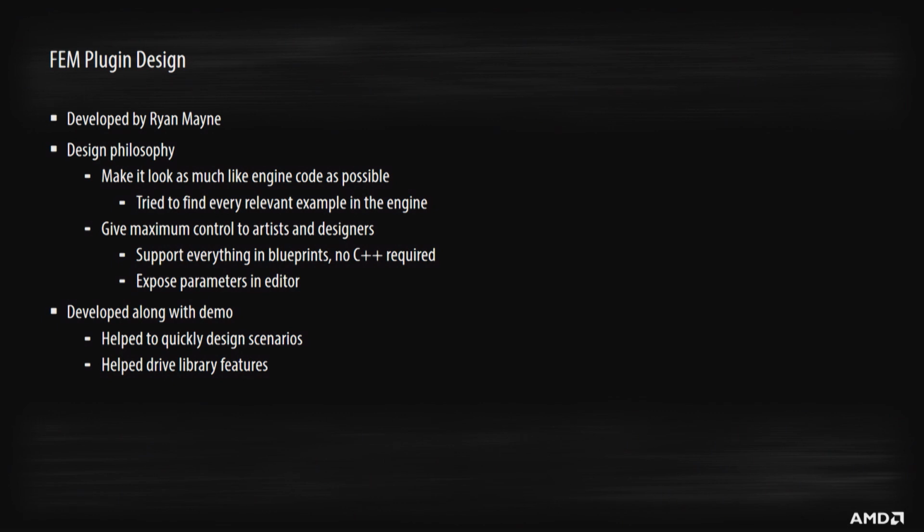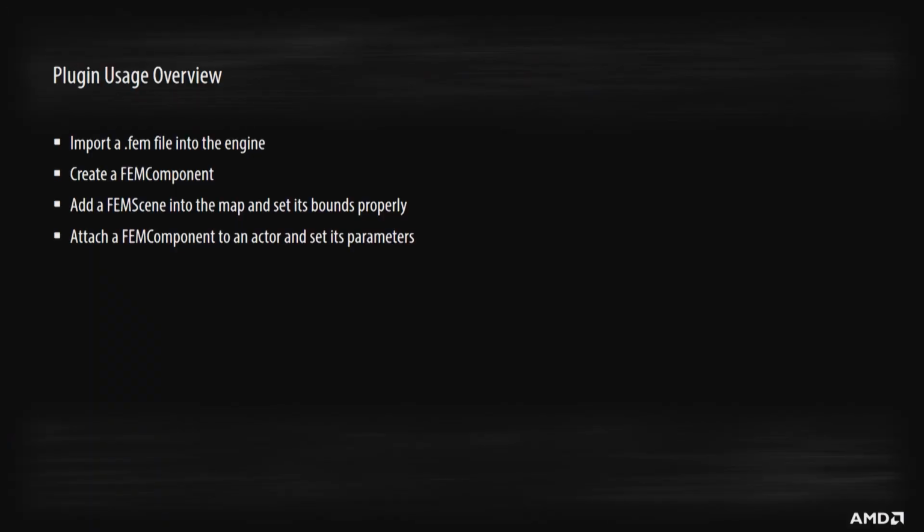So we also developed this alongside the library and the demo. The demo gave us plugin requirements, and the plugin gave us library requirements, and doing that in tandem, I think, was probably a good process. So the basic plugin usage is importing data from a special file, a .fem file, then creating a component, then creating a scene for the object to be placed in, and attaching a component to an actor.